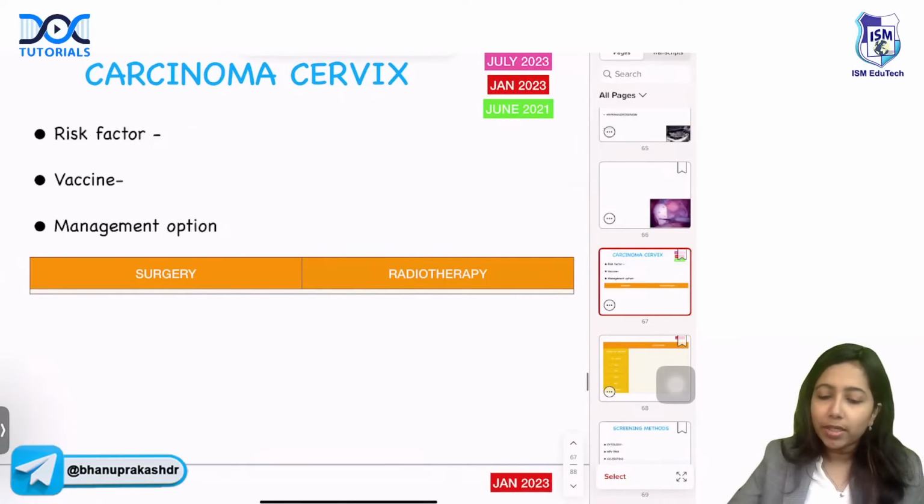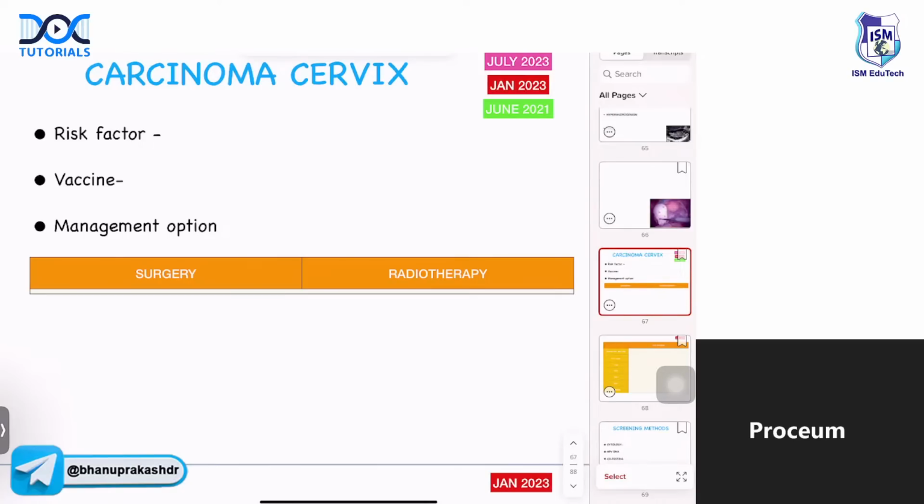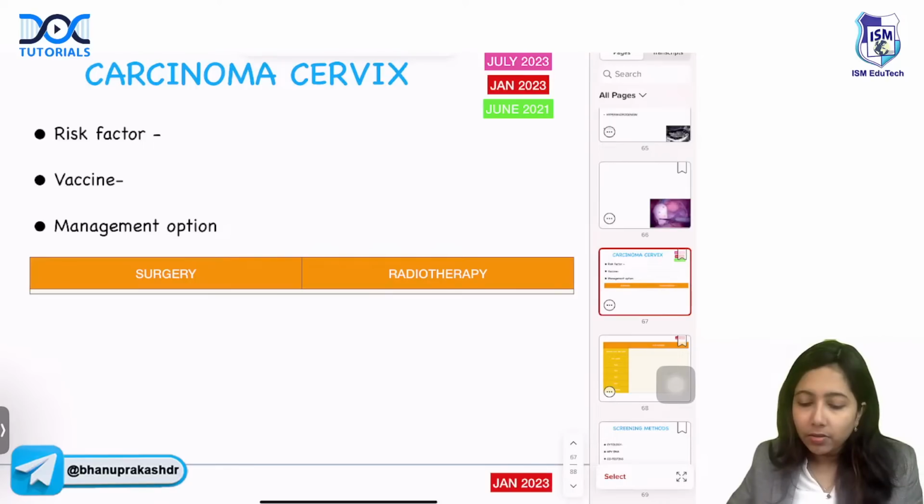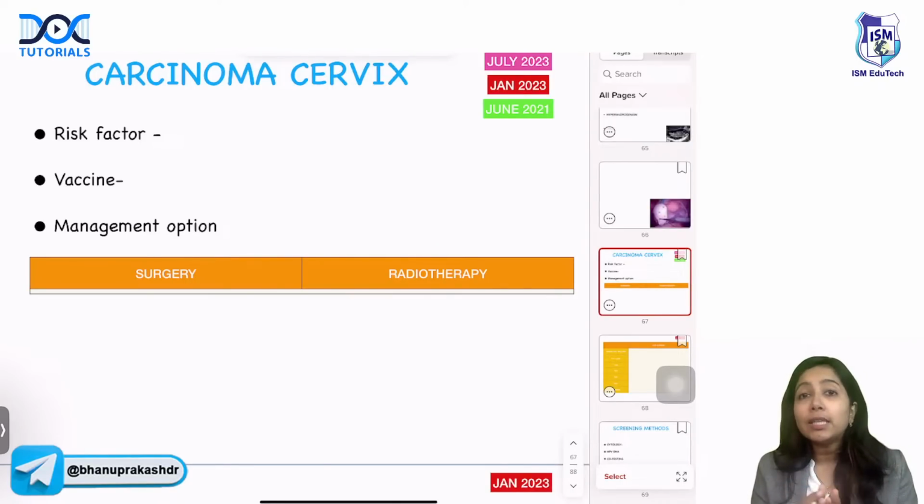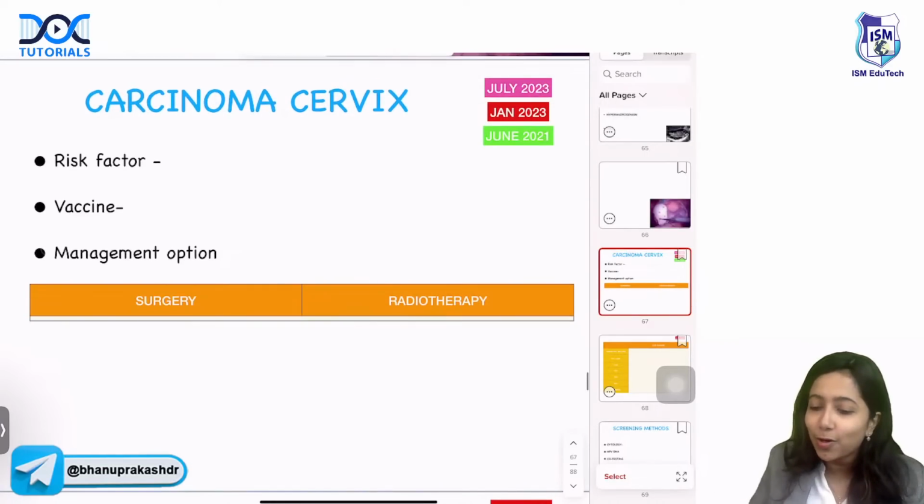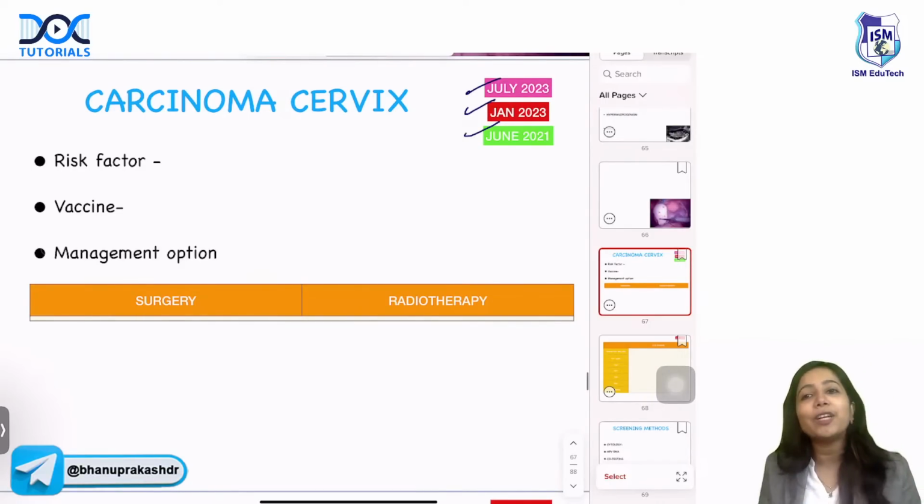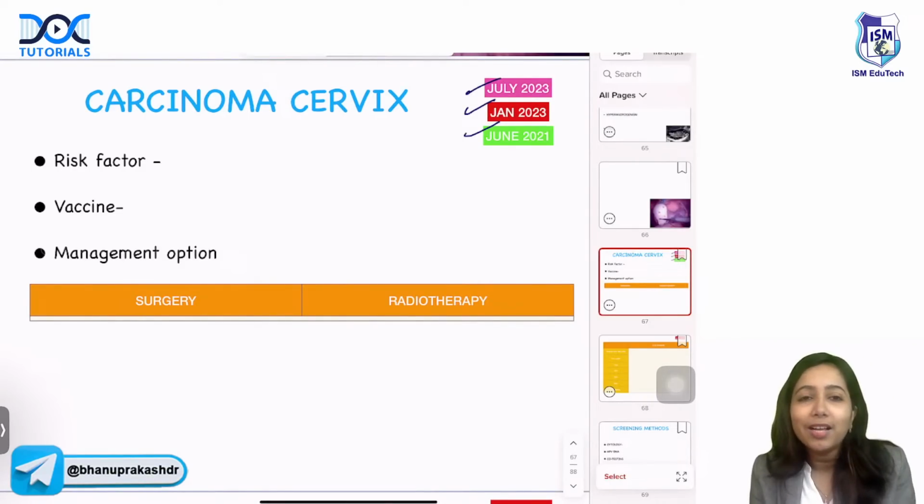Coming to a very important topic which has been repeatedly asked multiple times, it is carcinoma cervix. In carcinoma cervix, the main thing that you have to understand is the management of carcinoma cervix. Before going to the management proper, let's first discuss the most important associated risk factor. As you can see in this image, it's full of previous year questions. And often I get questions from students as well on how to learn this carcinoma cervix very easily.